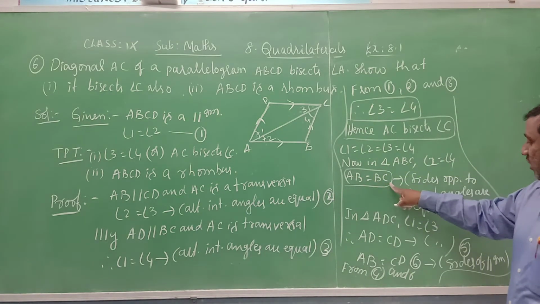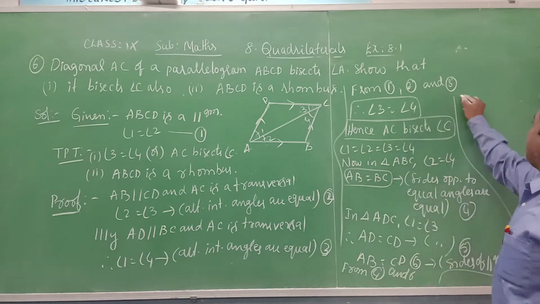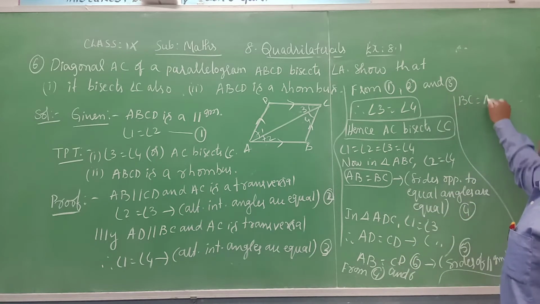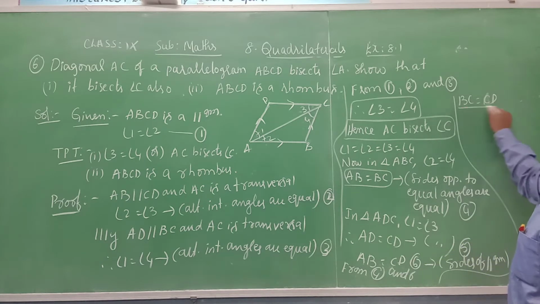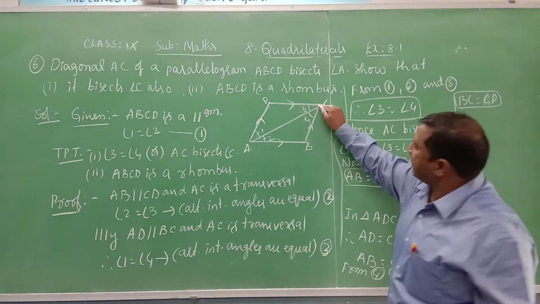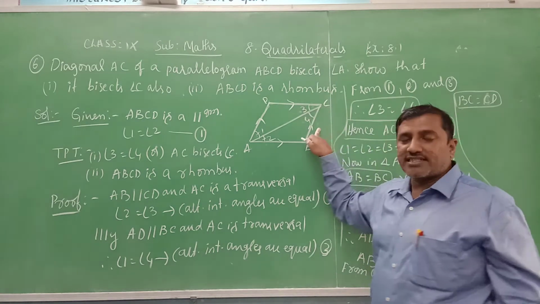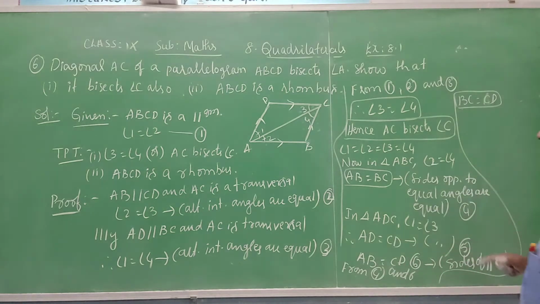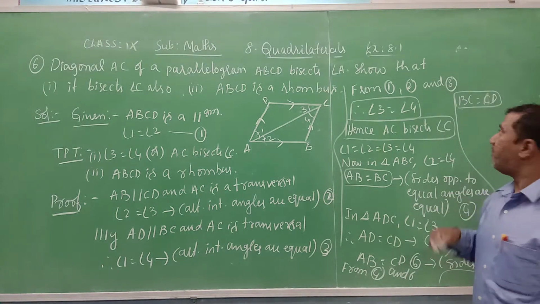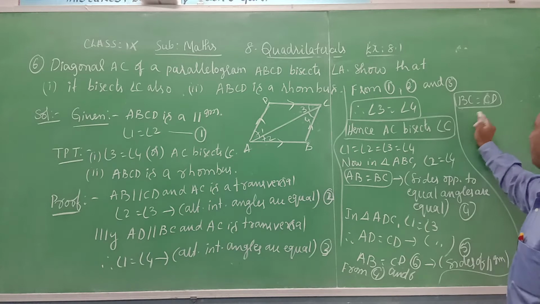AB is equal to BC and AB is equal to CD. That is, BC is equal to CD. BC and CD are one pair of adjacent sides. Now, a parallelogram with one pair of adjacent sides equal is a rhombus. So it is a rhombus.